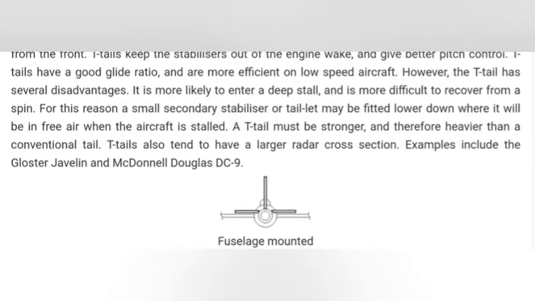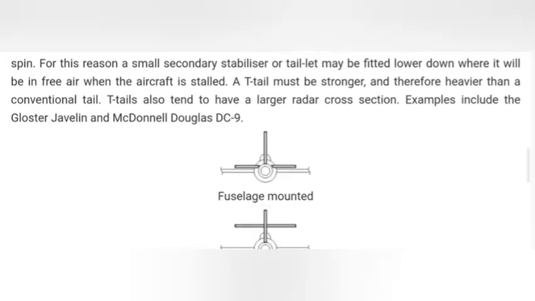For this reason, a small secondary stabilizer or taillet may be fitted low down, where it will be in free air when the aircraft is stalled. A T-tail must be stronger and therefore heavier than a conventional tail. T-tails also tend to have a larger radar cross-section. Examples include the Gloster Javelin and McDonnell Douglas DC-9.